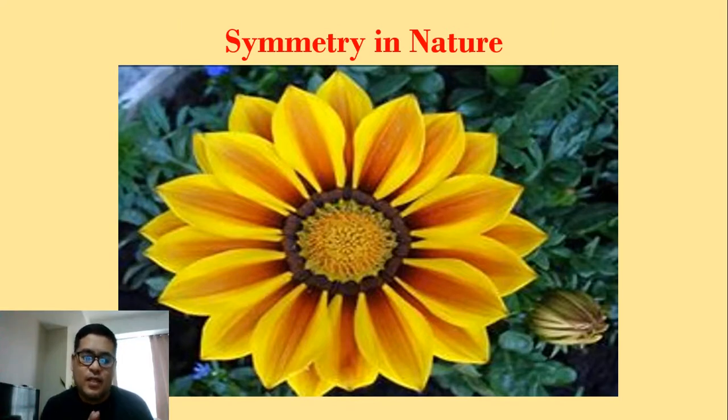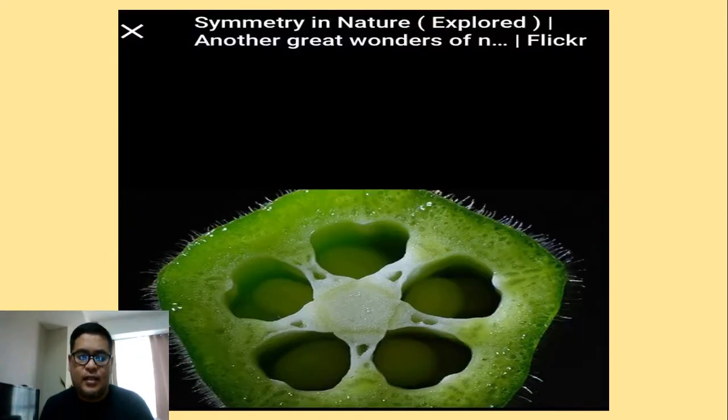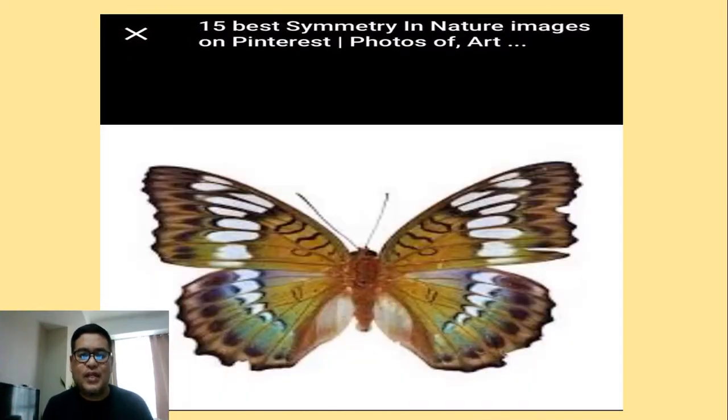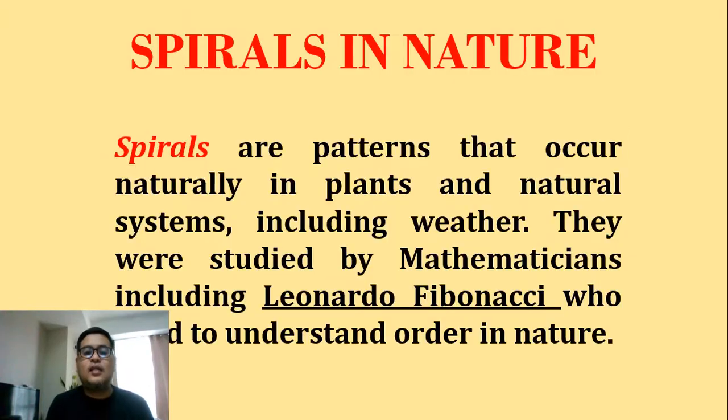Another example of great wonders is this kind of fruit or vegetable. If you cut it, you'll see that the inside part of this particular vegetable is also symmetrical. We also have a butterfly, which is also an example of a symmetrical animal or insect. Then of course we have the spirals in nature.